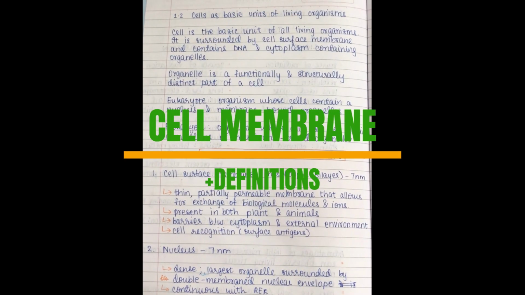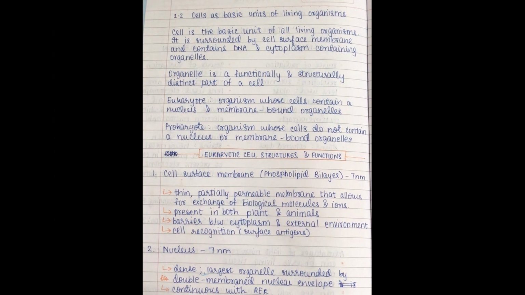Now, before we begin discussing the cell surface membrane, you need to know these three definitions: organelle, eukaryote, and prokaryote. An organelle is a functionally and structurally distinct part of a cell. A eukaryote is an organism whose cells contain a nucleus and membrane-bound organelles. So then what's a prokaryote? A prokaryote is an organism whose cells do not contain a nucleus or membrane-bound organelles.